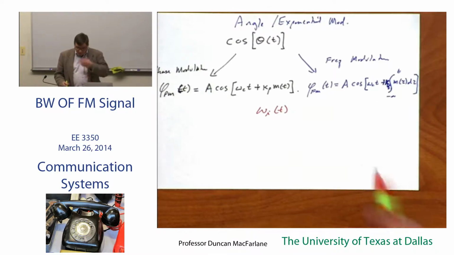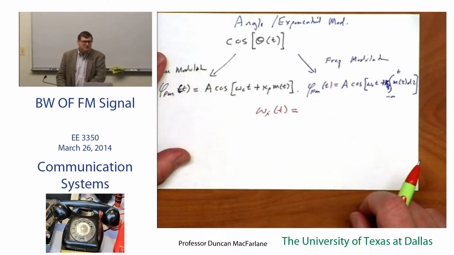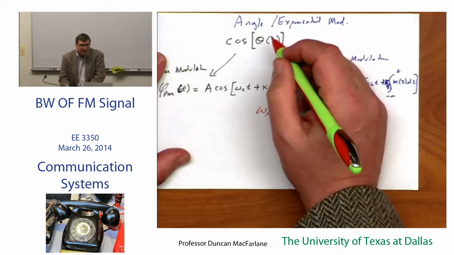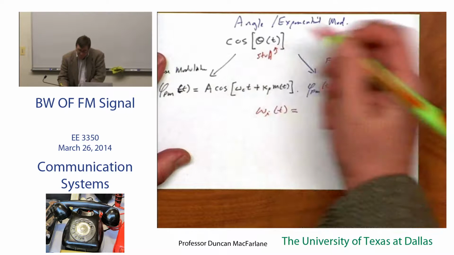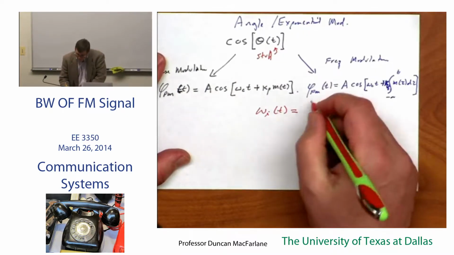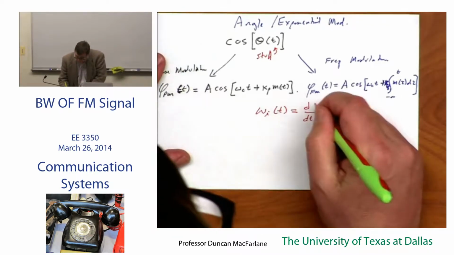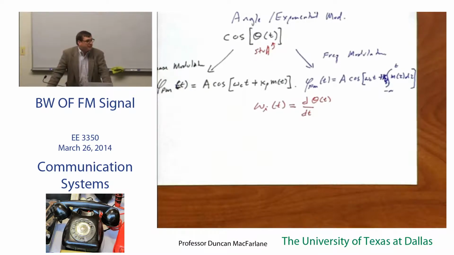Does anyone remember the definition of the instantaneous frequency, or rather how to calculate it? Good. It's whatever stuff is inside that cosine. Whatever stuff is in those brackets, we want to take d/dt of that stuff. I guess I have to be formal and use Greek letters, so I'll use d theta/dt.